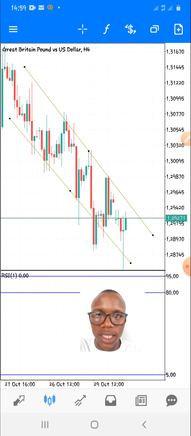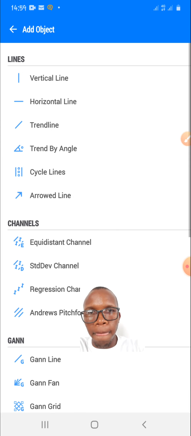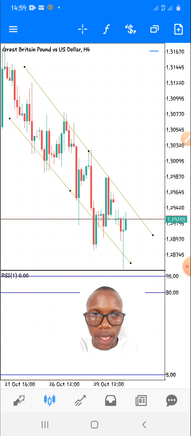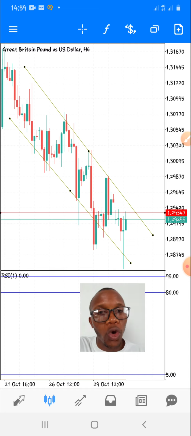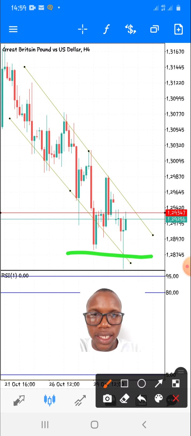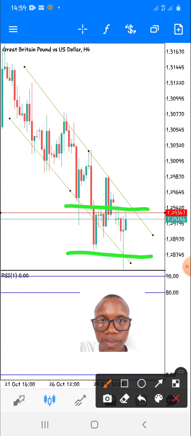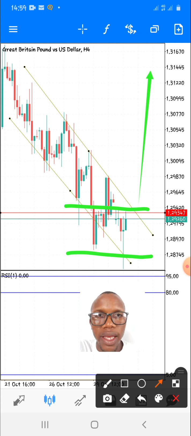You see now the price is currently resting on, let's use this line. The price is currently below the resistance level, because the support level is this side. So here is a resistance level. If the price can break the resistance level, can break this area, it has to move higher.